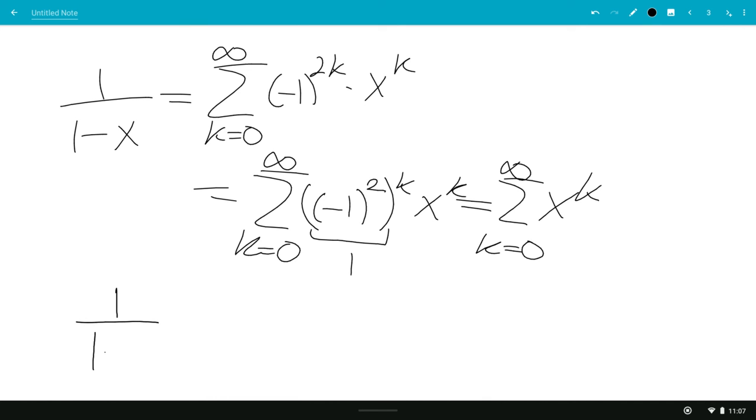So meaning 1 over 1 minus x is, so I plug in 0, we get 1 plus x plus x squared plus so on. So this is the answer.